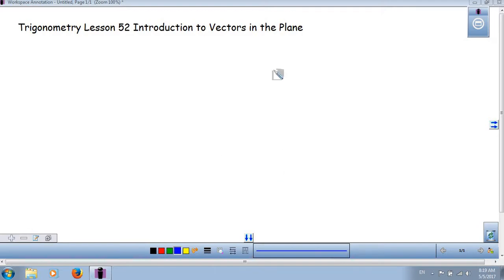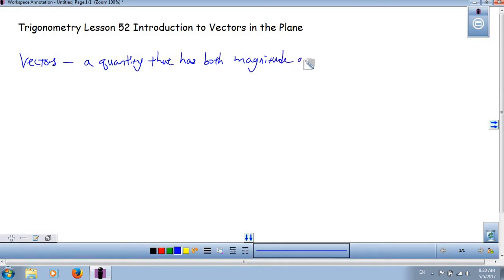A vector is a quantity that has both magnitude and direction.